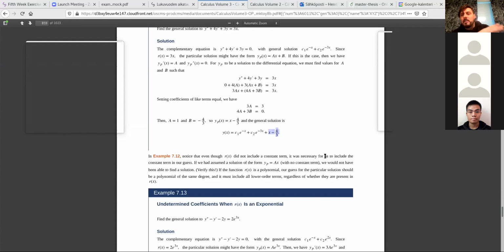This is easy to understand, because it's a first degree polynomial. In this second order differential equation, when we take the first derivative we get a constant, and the second derivative becomes 0. If it's a second degree polynomial, then we need to start with a second degree polynomial. If it's a third degree polynomial, we start with a third degree polynomial.